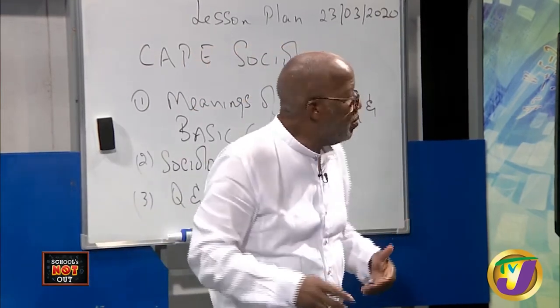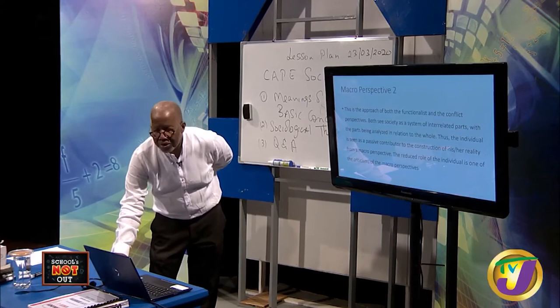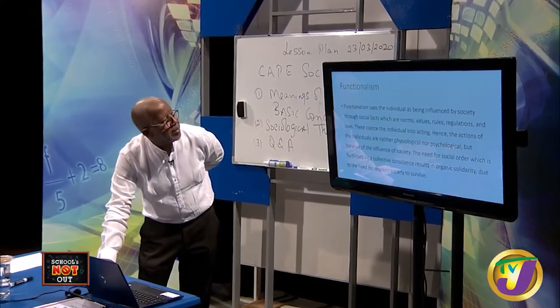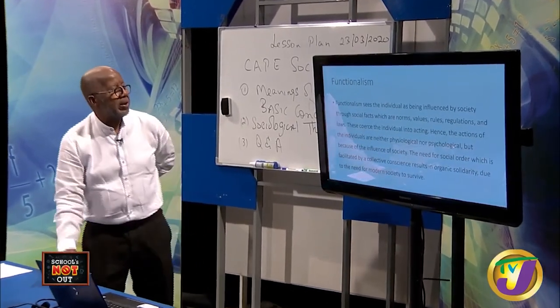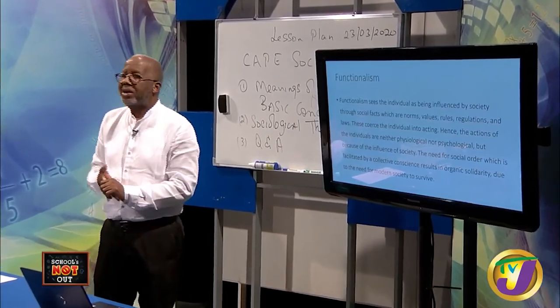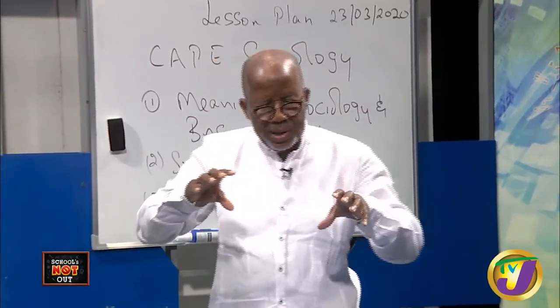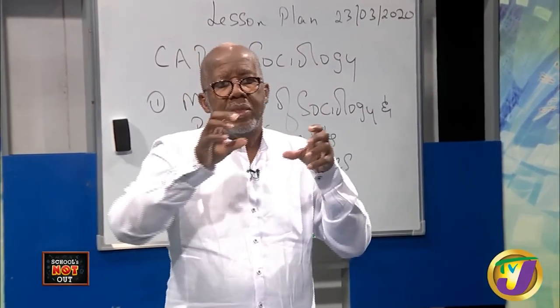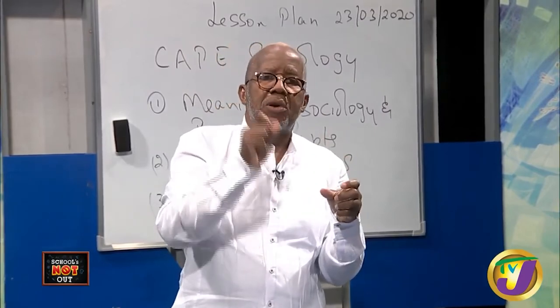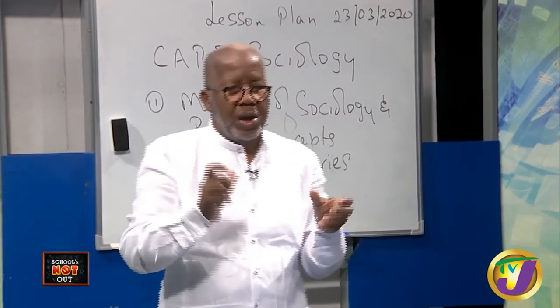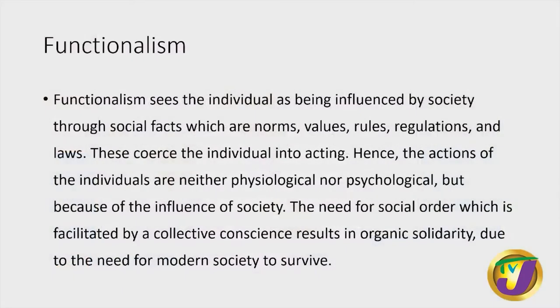So it is important that we understand, if we are to look at the theories, we start by looking at functionalism. And functionalism, again, we have to put things in perspective. Historically, functionalism was the first sociological theory. Remember again that sociology was not a modern discipline.